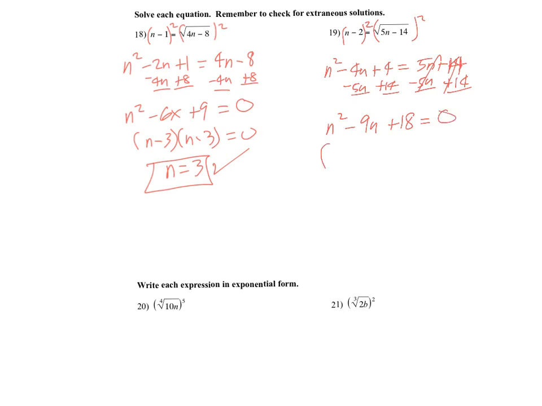Does this factor? Yes, it does, as n minus 6 times n minus 3 equals 0. So n equals positive 6, or n equals 3.